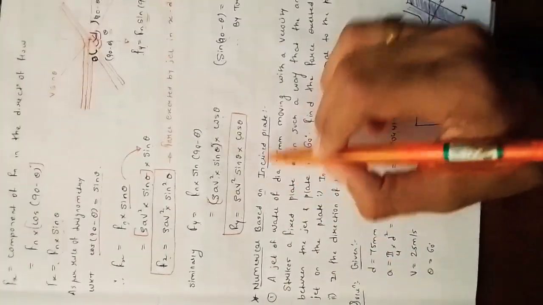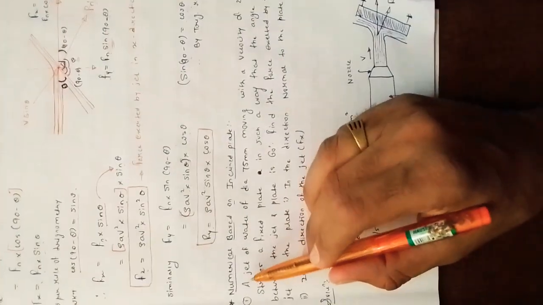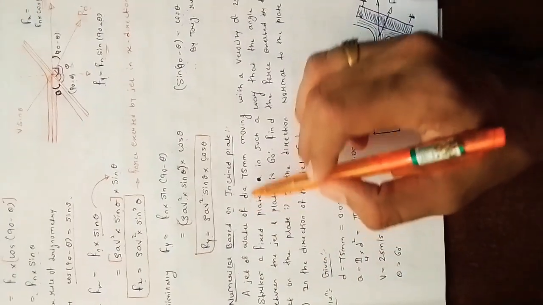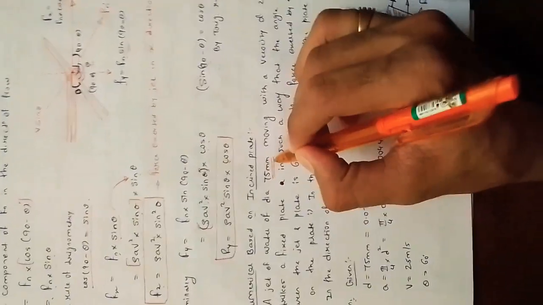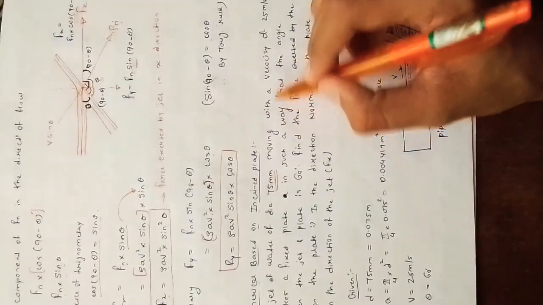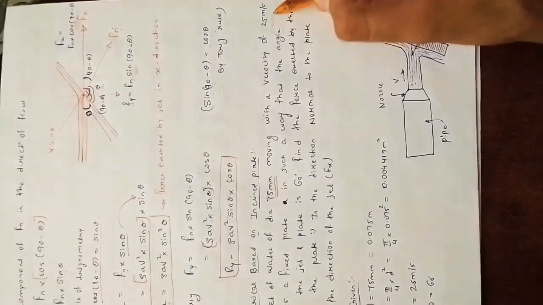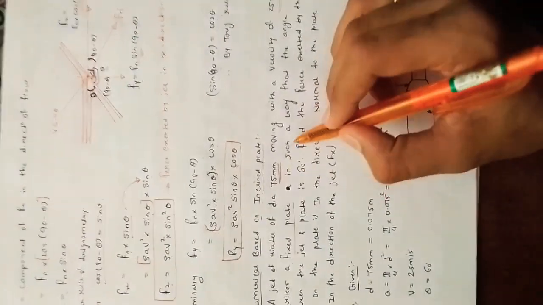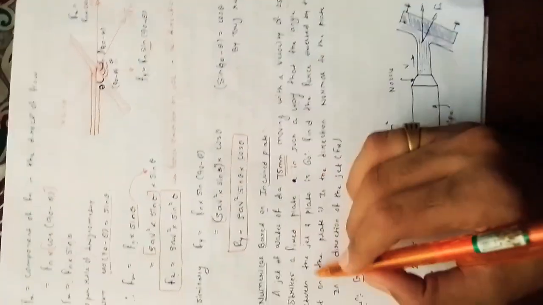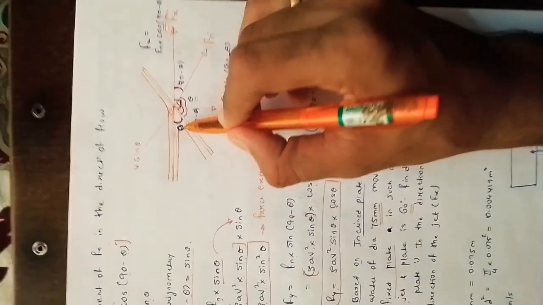On this basis we will be doing one numerical, a numerical based on inclined plate. The question is, a jet of water of diameter 75 mm moving with a velocity of 25 meter per second strikes a fixed plate in such a way that the angle between the jet and the plate is 60 degree. Means they have given this angle theta.